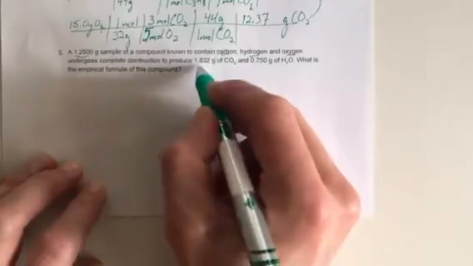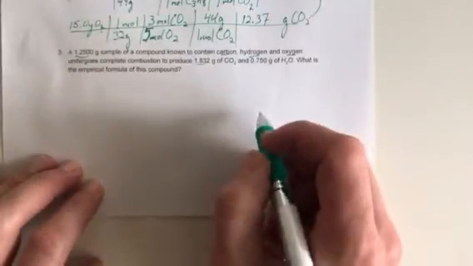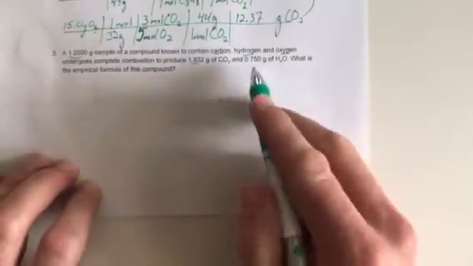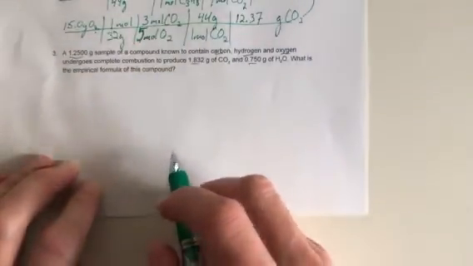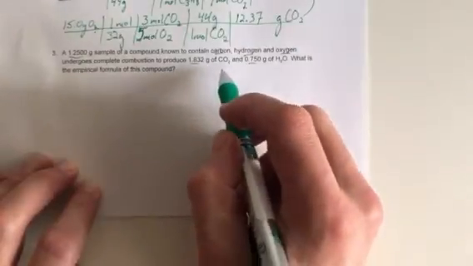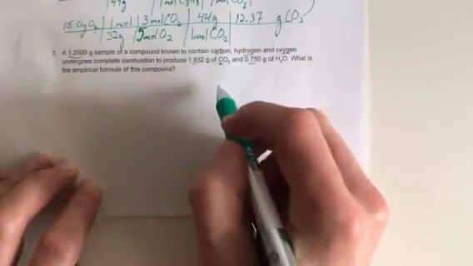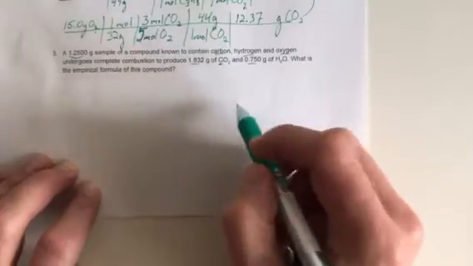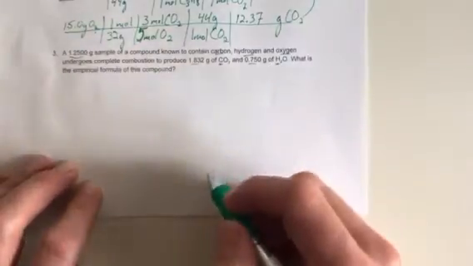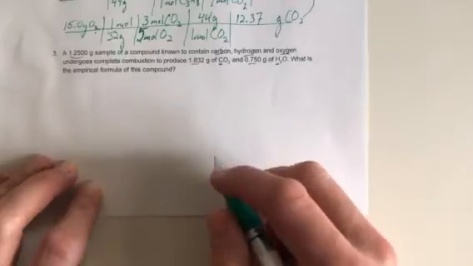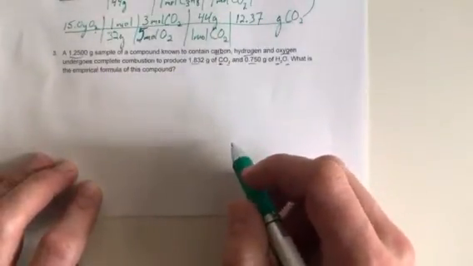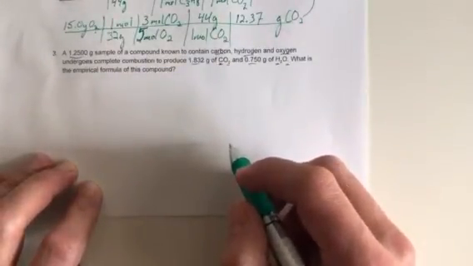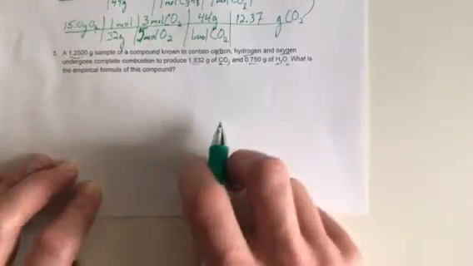It tells us we produce 1.832 grams of carbon dioxide and 0.750 grams of water. Now, in this particular case, we know that all of the carbon in the carbon dioxide came from our unknown sample. We know that all the hydrogen in water came from our unknown sample. However, we don't know how much of the oxygen came from our sample and how much was actually from the atmosphere.